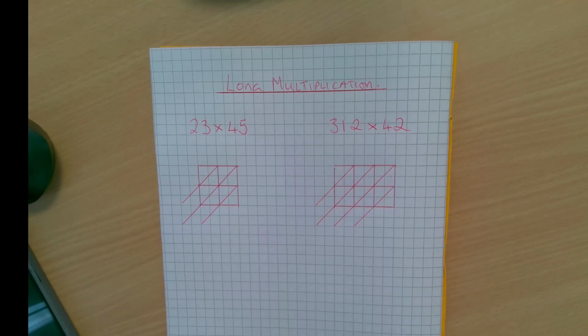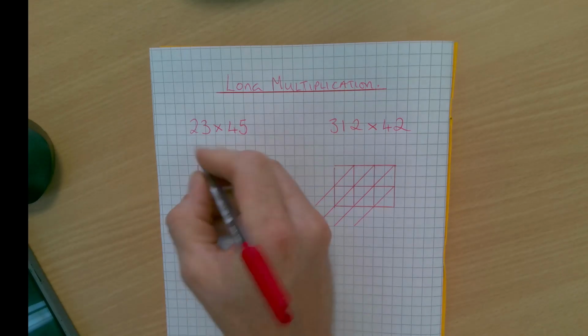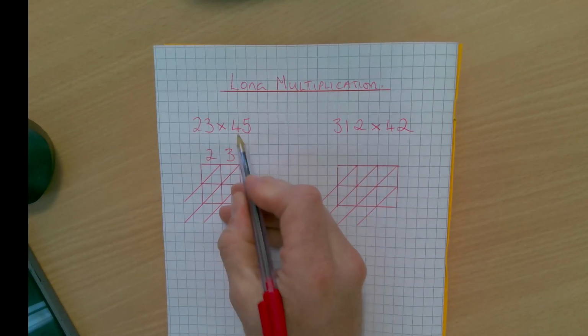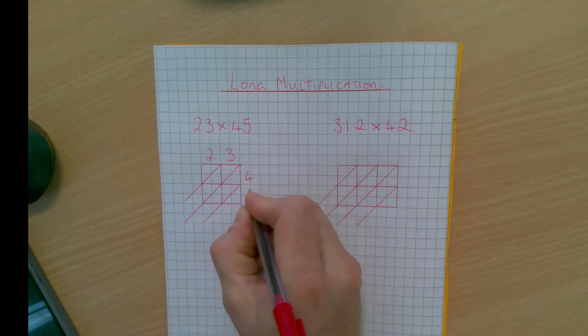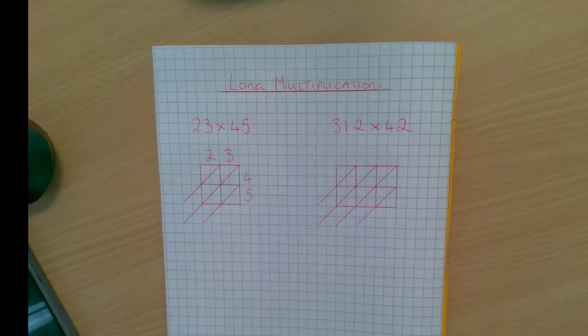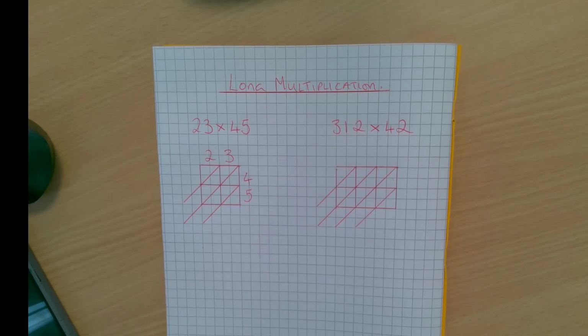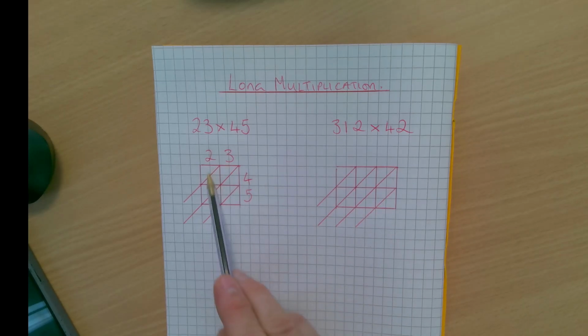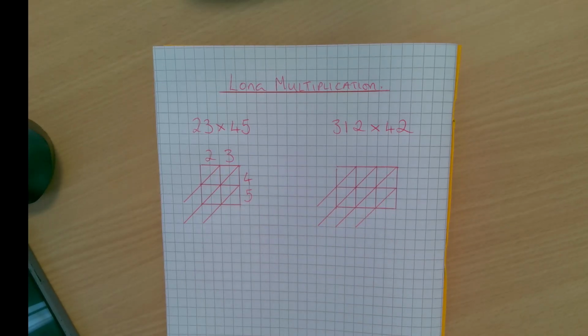So let's start by looking at 23 times 45, okay? We're going to write the 23 on the top of the grid like that, and the 45 down the side like this. Now I'll change color to blue to populate this grid to show you how we do it. We are going to multiply each pair of numbers and write the answers in the relative box on the grid.